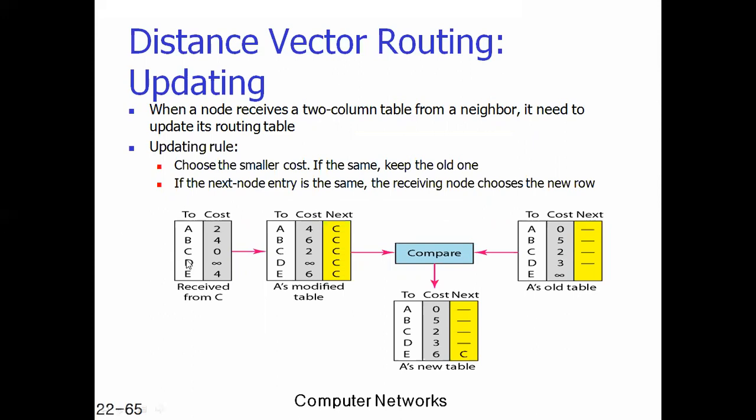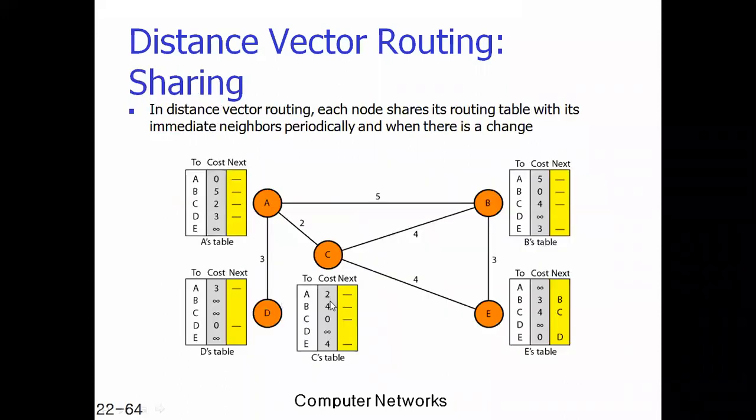So here you can see this is a table which is received from C. 2, 4, infinite, 4. You could see here 2, 4, infinite, 4. So C shared this table with A. But while node C shared its table with A, this table gets modified. Because to reach from this node to this node, the cost 2 is added in every value.